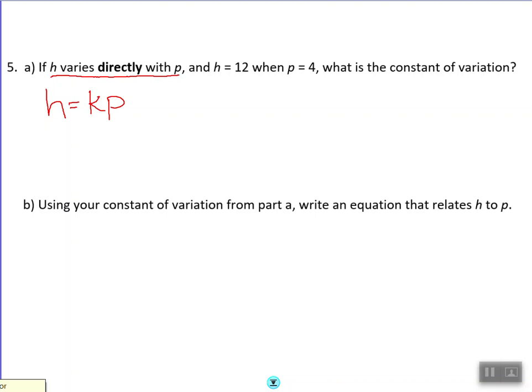If we keep reading, we know that h is 12 when p is 4. So we can go ahead and plug 12 in for h and 4 in for p. And I'm going to leave k.